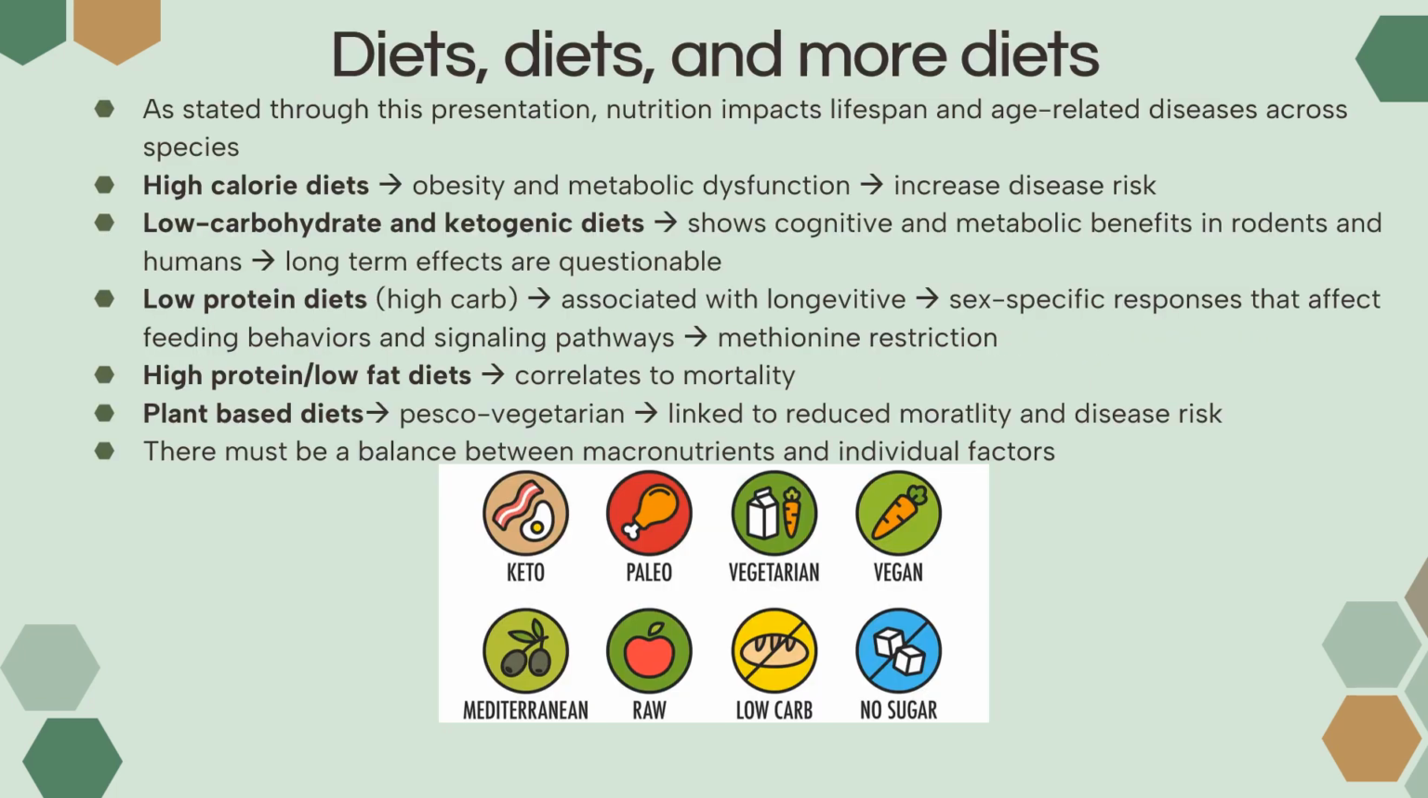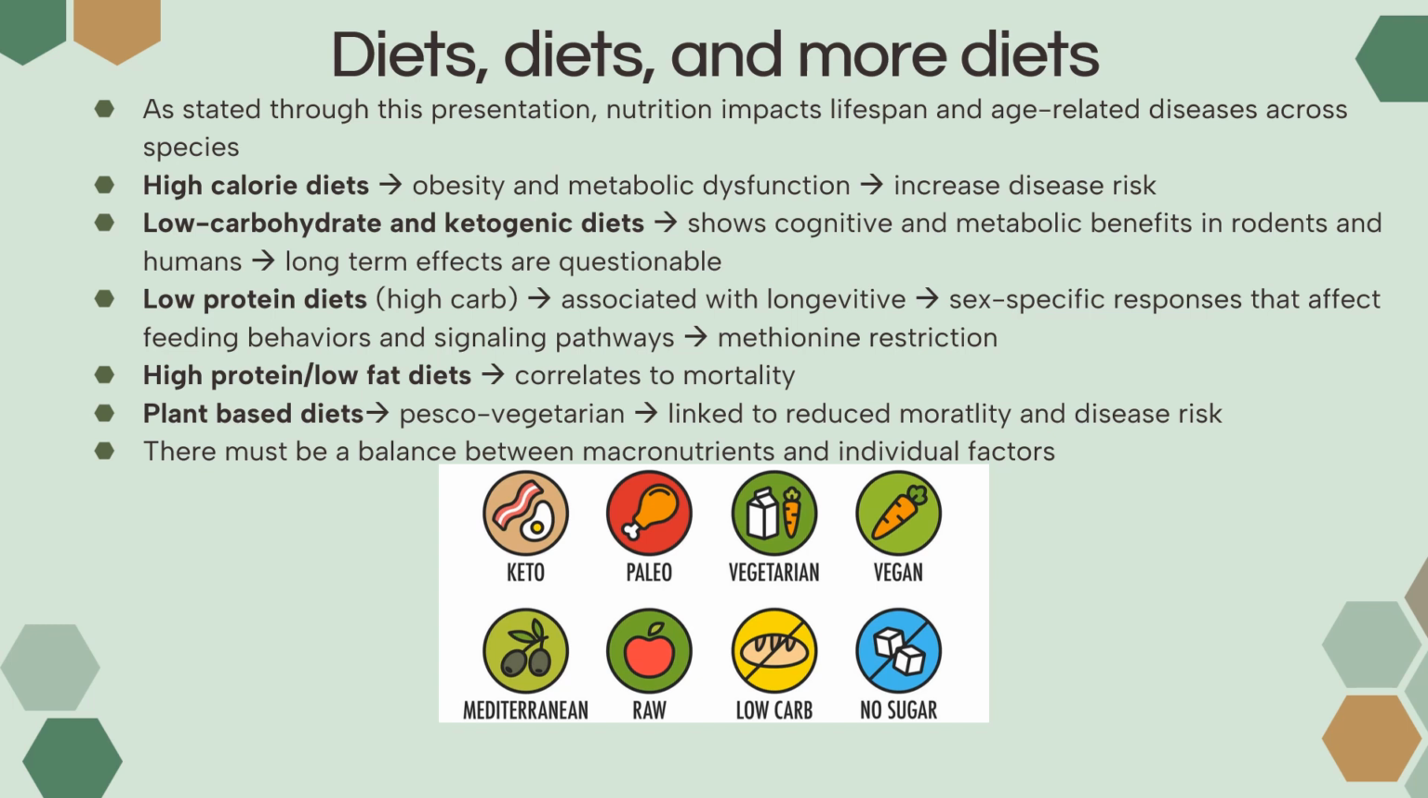In addition to fasting, diets have been provided within this paper so we can see what is the best way to go about our nutrition. For instance, we have high calorie diets, which are very high in saturated fats and sugar, and these contribute to obesity and metabolic dysfunction. Low carbohydrate and ketogenic diets have limited carbs and high fat to moderate-high protein, which can show cognitive and metabolic benefits. But long term, we are not sure how these diets will turn out.